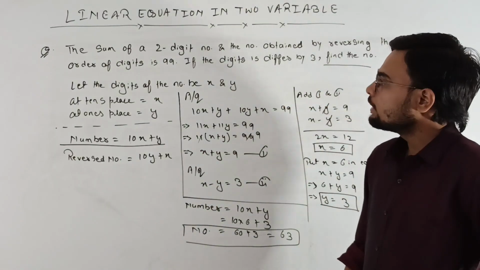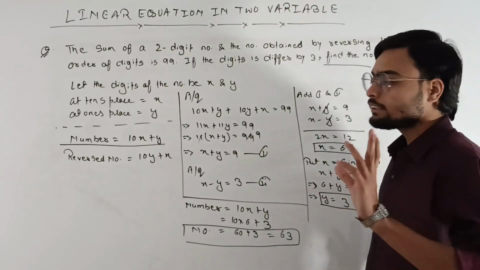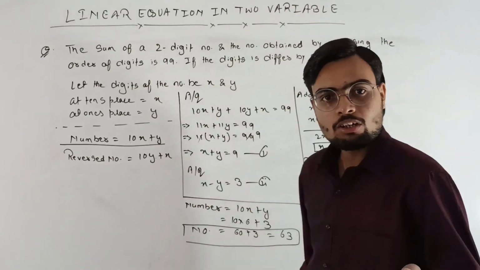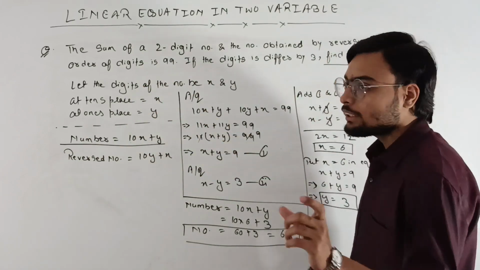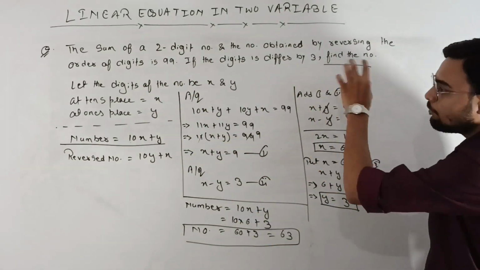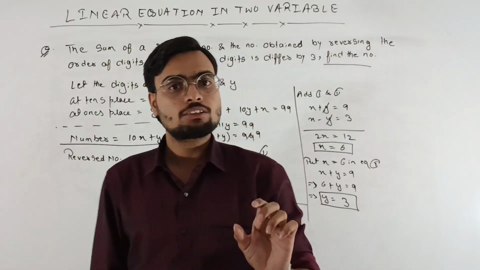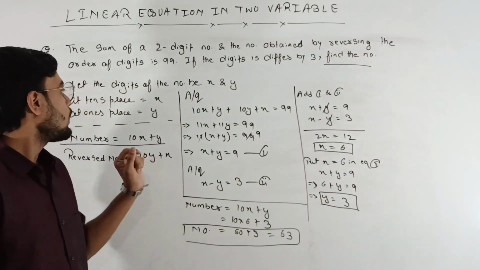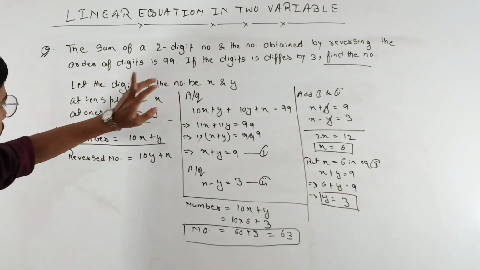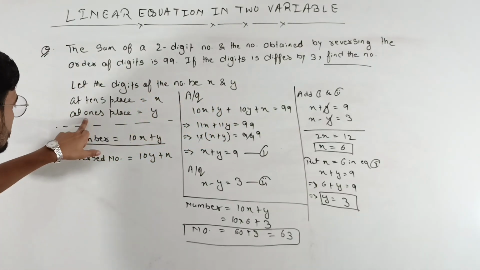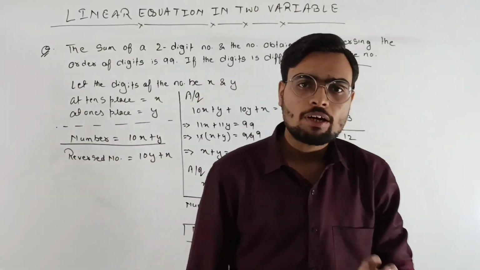The question says that we have a two-digit number, and the sum of this two-digit number and the number obtained by reversing the digits is 99, and the difference of the digits of the original number is 3. Then we have to find the number. For this type of question, first you assume the digits of the original number. So I assume the digits of the original number be x and y. I assume the digit at tens place is x and the digit at ones place is y.